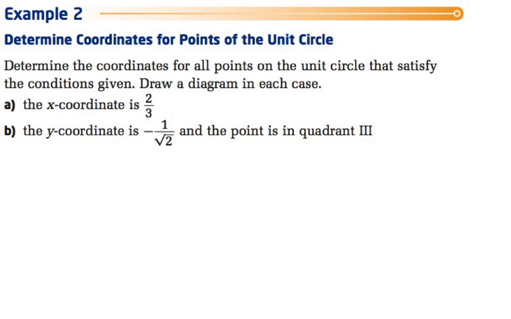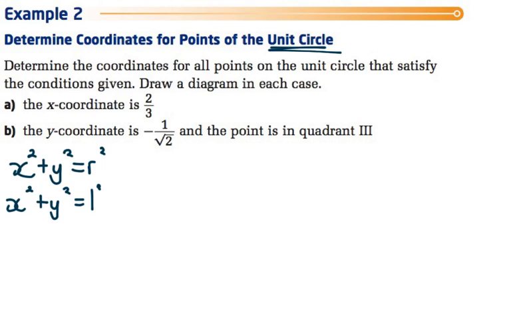So we can use the unit circle, which is a circle of radius 1, to find different coordinates along it. So in question A, we have that the x-coordinate is 2/3. And any circle has the equation of x squared plus y squared equals r squared. Because we're dealing with the unit circle, the radius is 1. So the unit circle in general has the equation of x squared plus y squared equals 1.